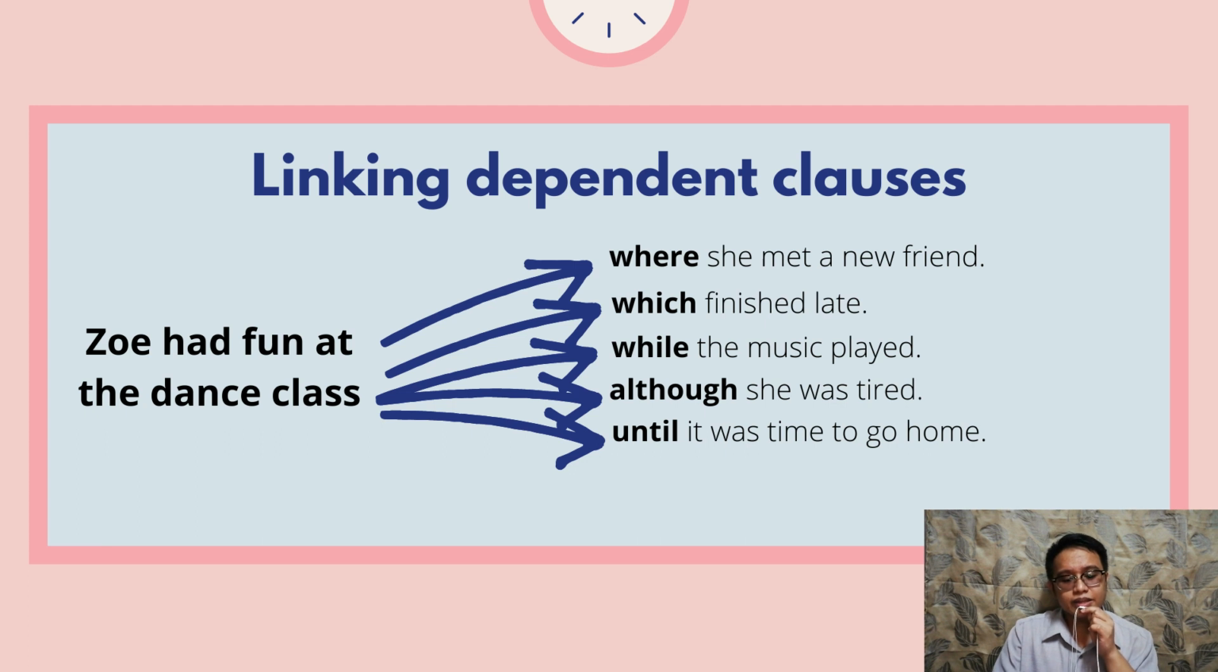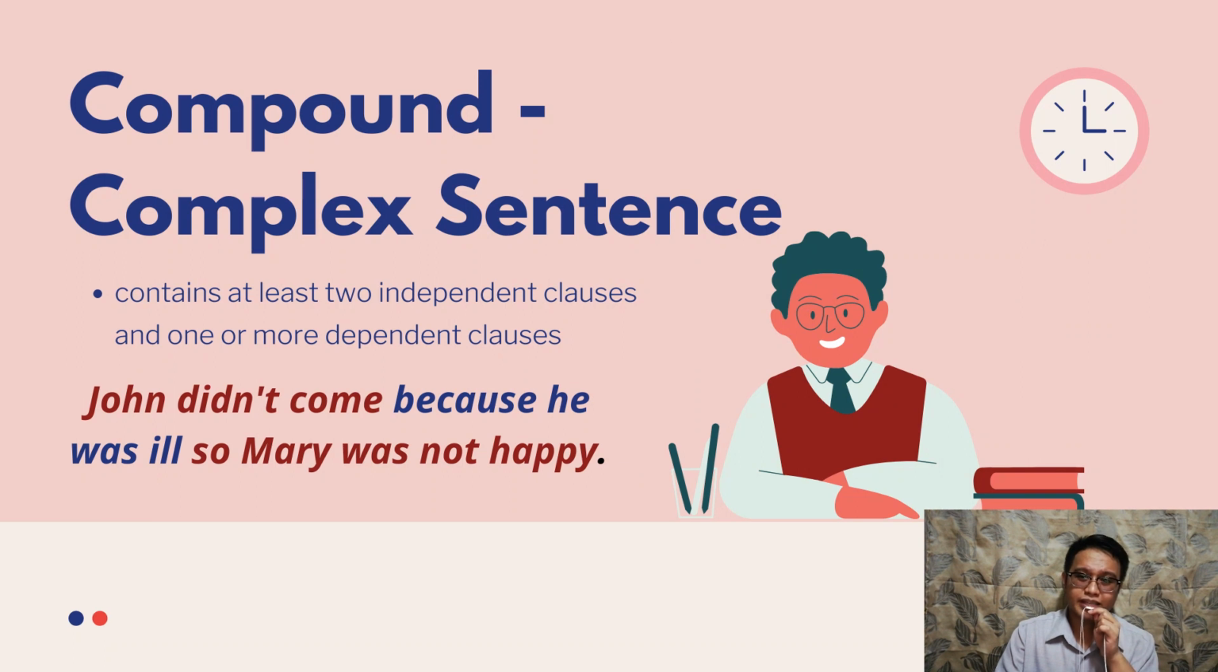And lastly, the last sentence type is what we call the compound complex sentence. And from the word itself, it's complex. It contains two independent clauses and one or more dependent clauses. So for this example, John didn't come. The one in red, that's our independent clause. The one in blue is our dependent clause. Okay? John didn't come because he was ill. So Mary was not happy. So we have two independent clauses here and one dependent clause.